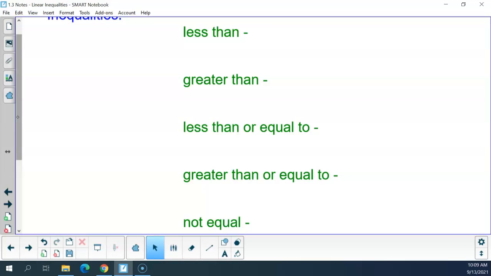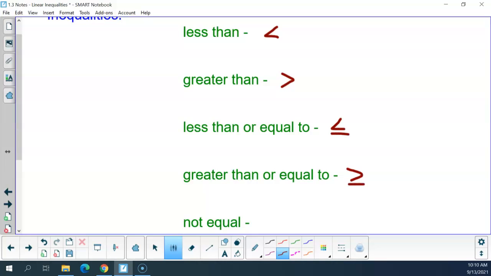The first inequality is just a straight up less than. I call it the alligator. Then there's the greater than, its counterpart. Then we got crocodiles: less than or equal to, greater than or equal to. The one that you probably rarely see, or that you probably didn't even know existed, is the not equal inequality. So those are our 5 inequalities.